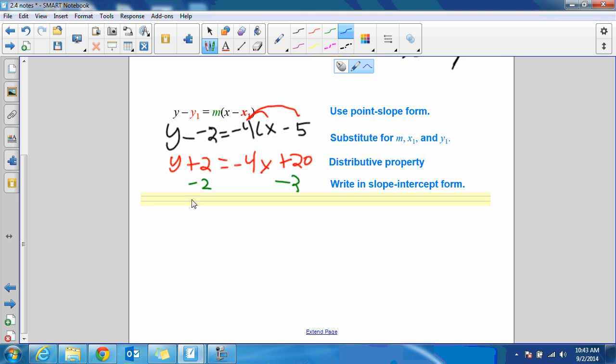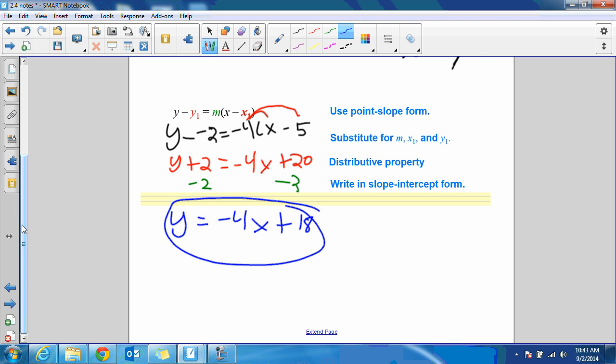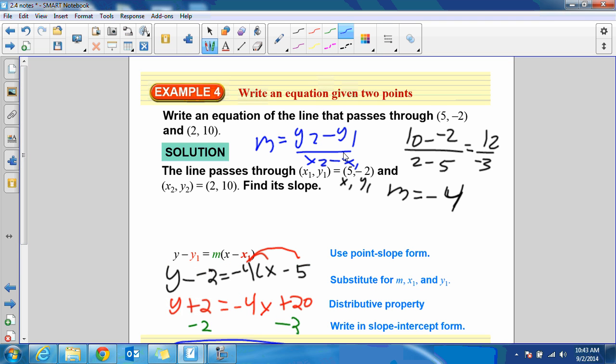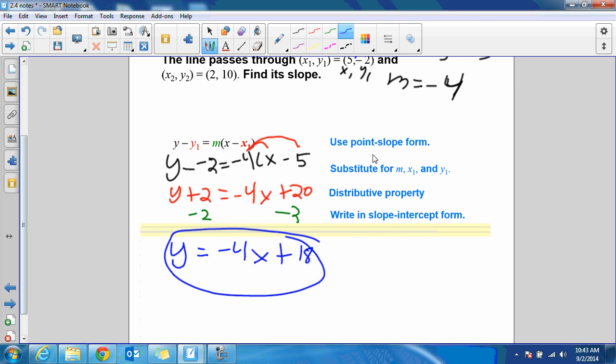And we have y equals -4x plus 18. Okay, so that's the toughest one you're going to have to do, when they give you 2 points. You first have to find the slope using y2 minus y1 over x2 minus x1. Then you just substitute one of the points in. You can do slope-intercept form too. Either way, whichever is easier for you. They said use point slope form, but that's how you have to do that. That takes the most steps.